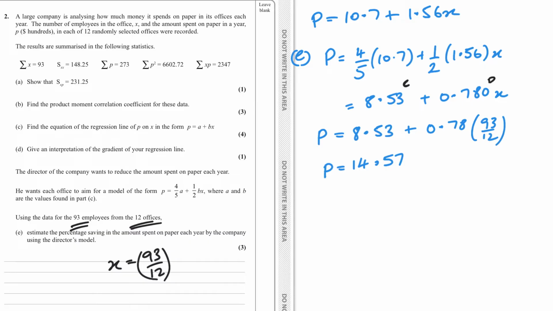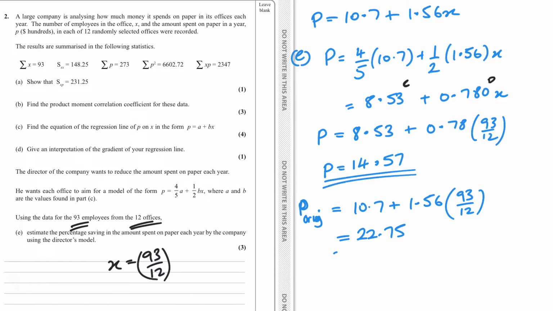So let's go with P original, and that was 10.7 plus 1.56, and we want to times it by the same 93 over 12, and we get 22.75. But just before I go any further, do you see now why storing the numbers in your calculator just helps you? You never know when you need it within the question. So let's get back to the question.